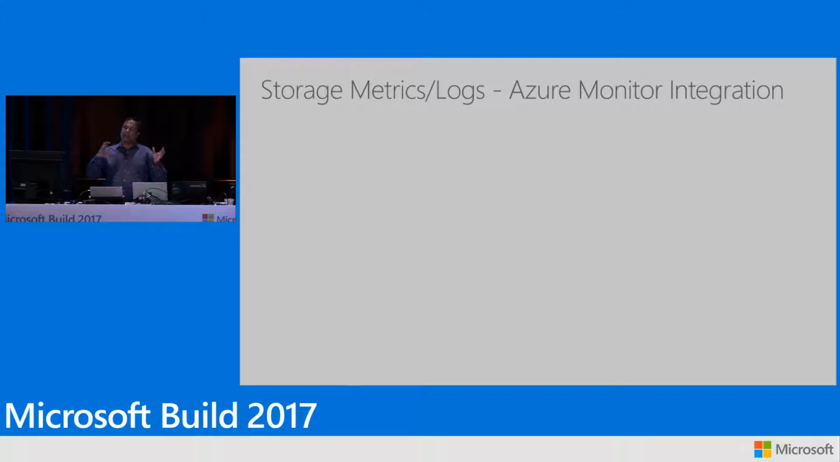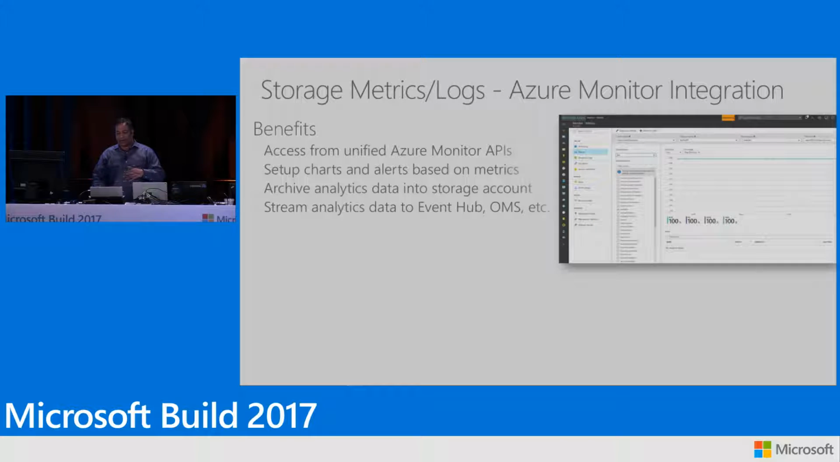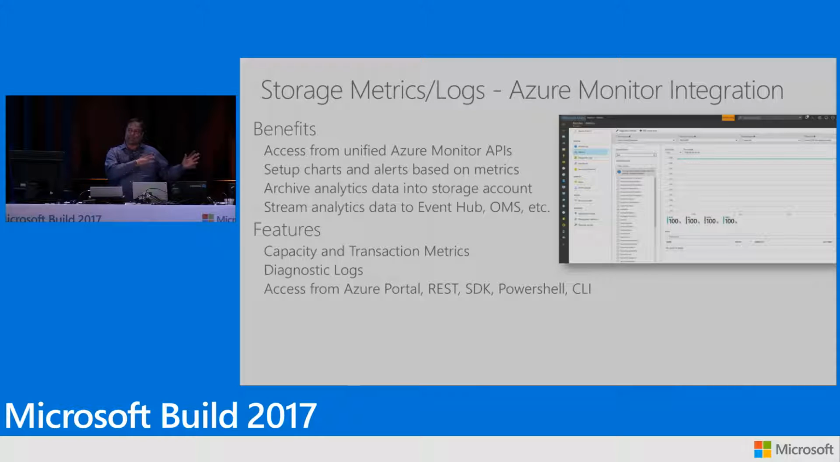We've had metrics and logs for many of those years, but now we have this thing called Azure Monitor that brings together all the monitoring across all the different services into one common schema, and we're starting to integrate with that. The benefits you get from that is, one, unified APIs regardless of which service you use in Azure. Easy to set up charts and alerts based on metrics because they follow a common schema. You can, of course, archive data from many analytic services and collect them from many storage accounts into a single storage account. And then you can even stream that analytics data into our streaming services to do more with it. So all of that integration, we will take our existing log and metrics formats and move it to that.